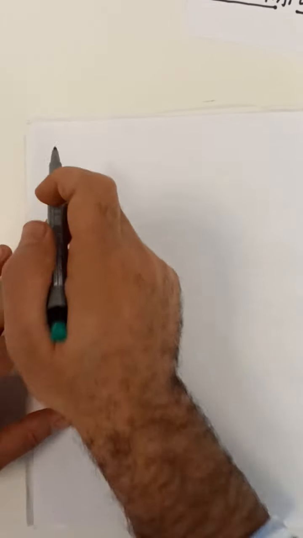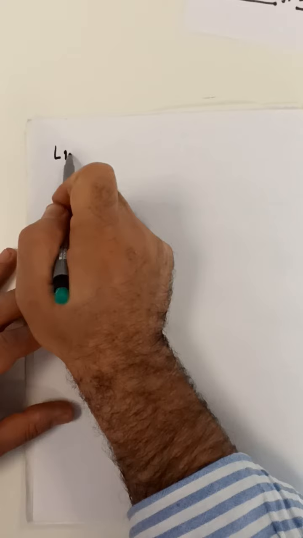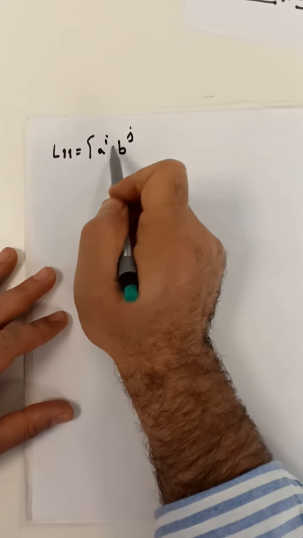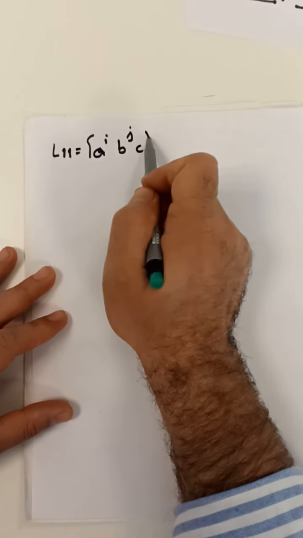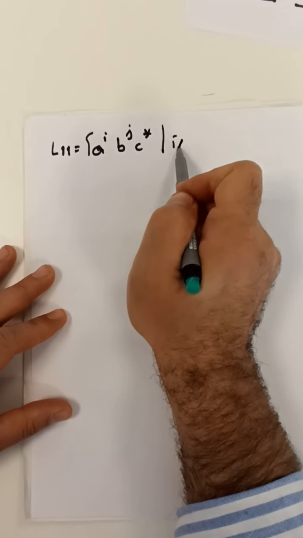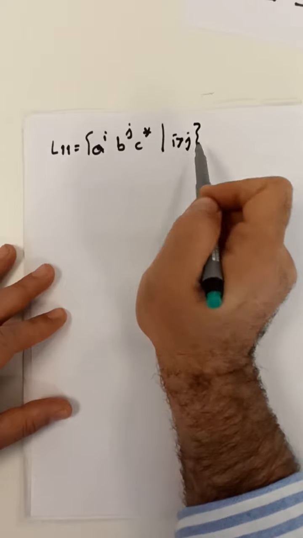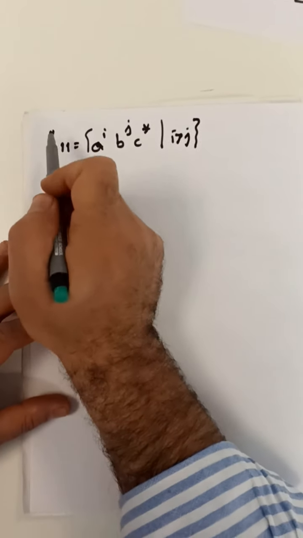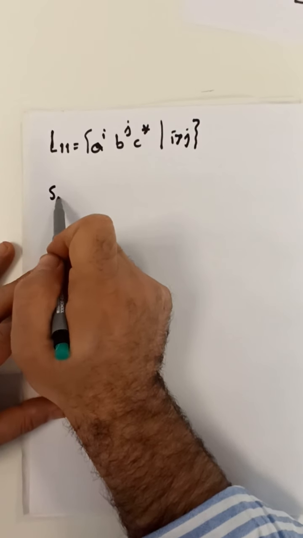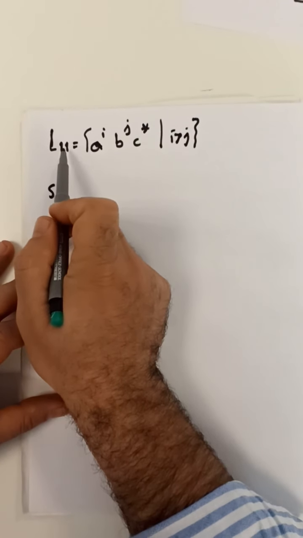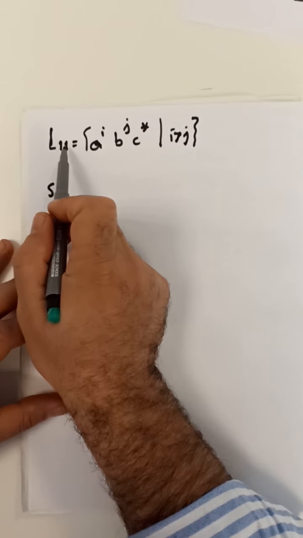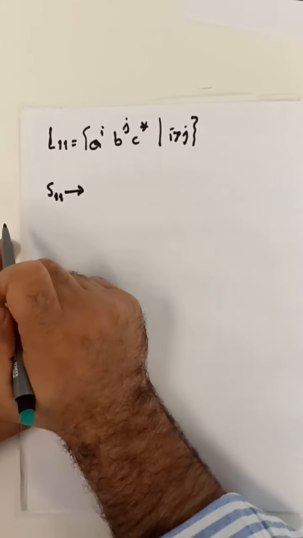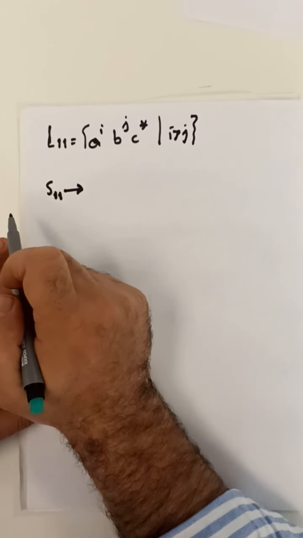In other words, we want to generate the grammar for A to the I, B to the J, and C star such that I is greater than J. Again, let's think in terms of induction. We will first create a starting variable S11, which will be the starting variable of the grammar corresponding to L11. Now for the base case, what could be the shortest string?